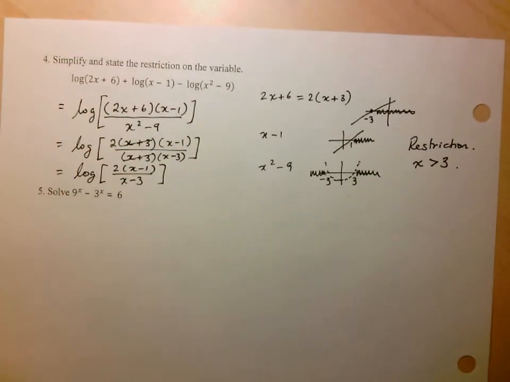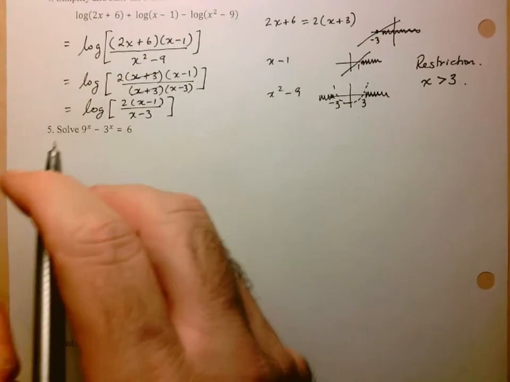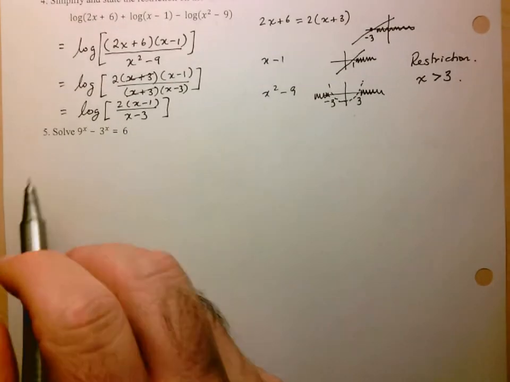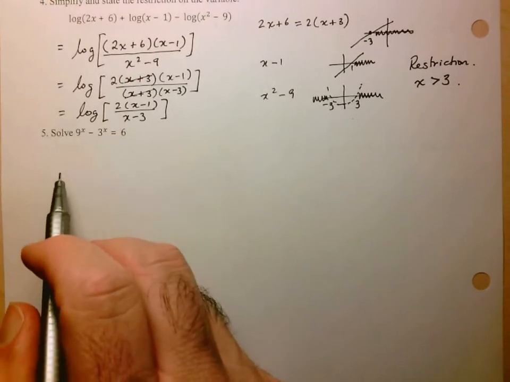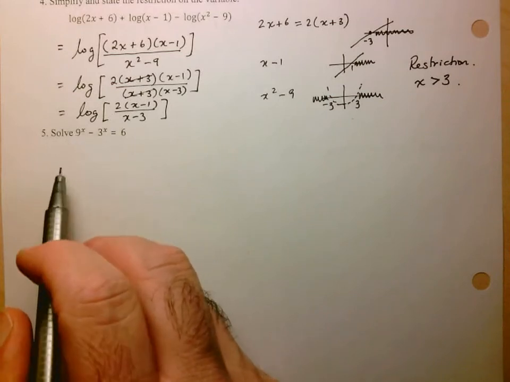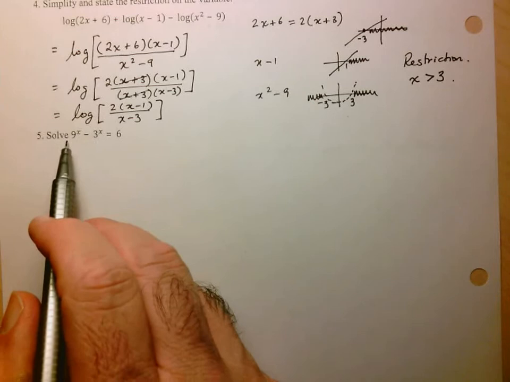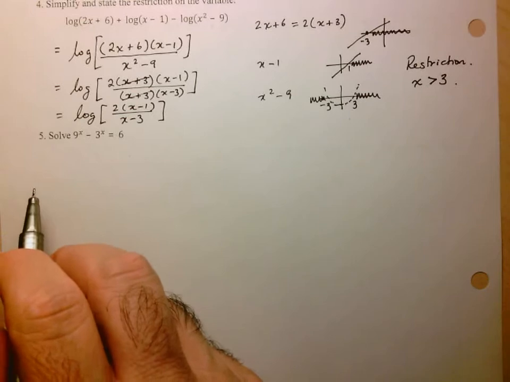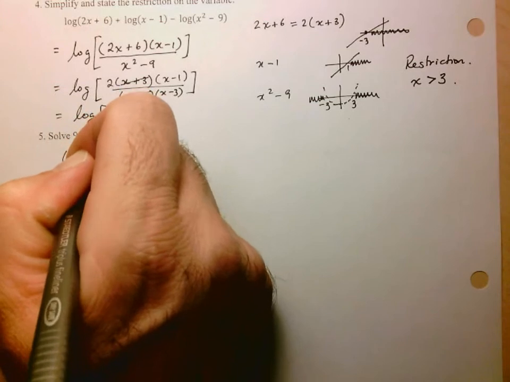Okay, so let's move on to number 5. Here we see again an equation with exponential expressions that have variables. So we have an exponential equation. But this is not quite the same as what we had in number 3, because when I look at 3 to the x and 9 to the x, I realize that I can get both of these with the same base, because 9 is just equal to 3 squared.